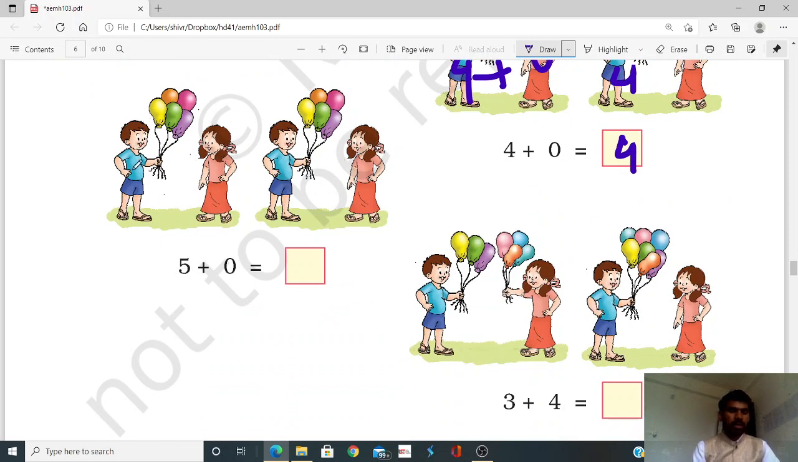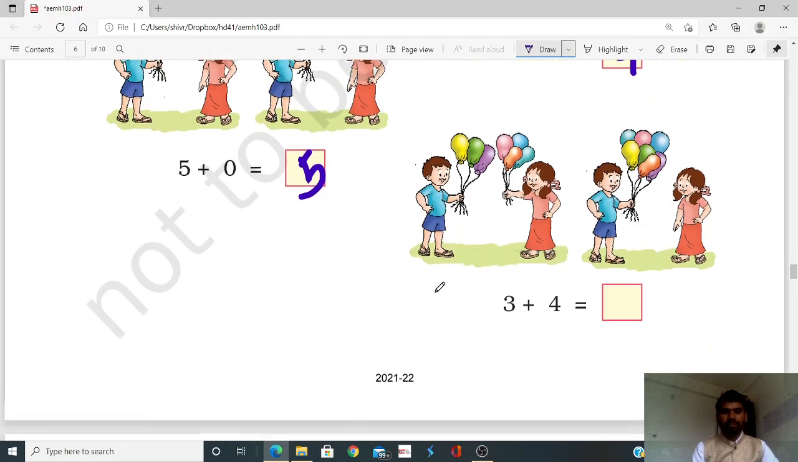Next, he has 5 balloons, but she has 0 balloons. 5 plus 0 is equal to 5. I have already told you, when we add 0 it means nothing. Our answer will be 5.